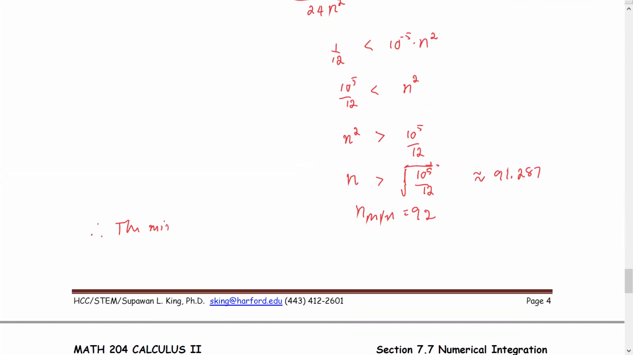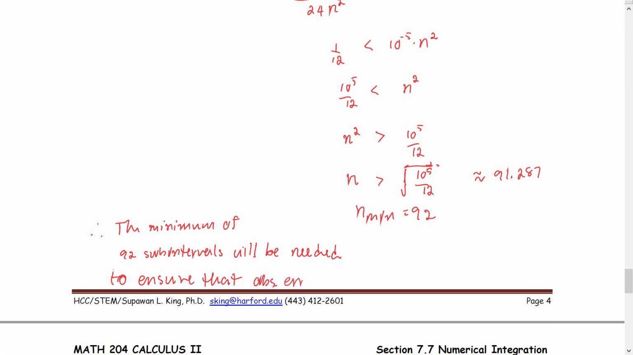So a minimum of 92 subintervals will be needed to ensure that the absolute error is less than 10 to the negative fifth when using the midpoint rule.